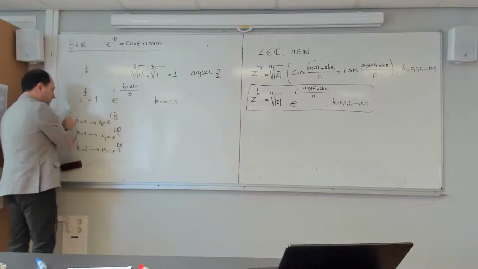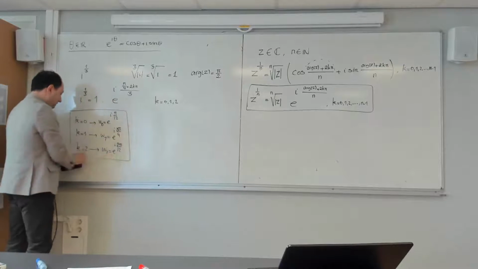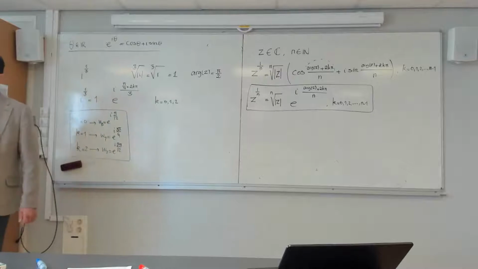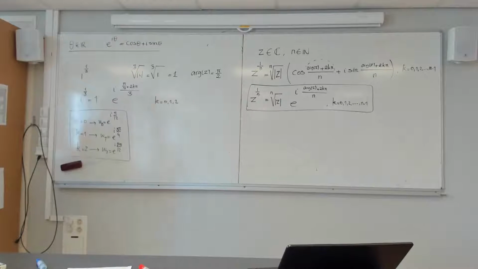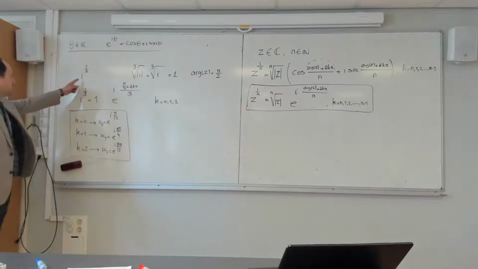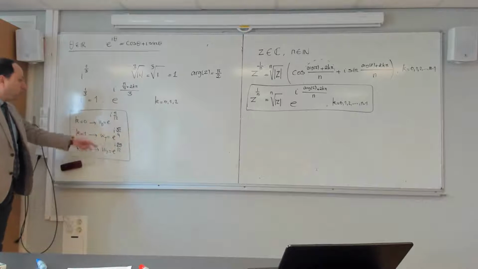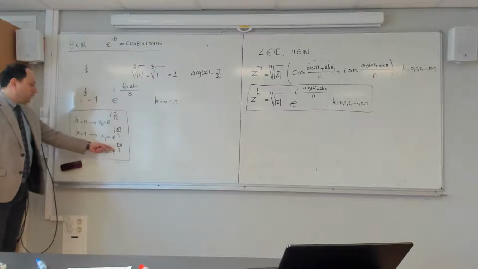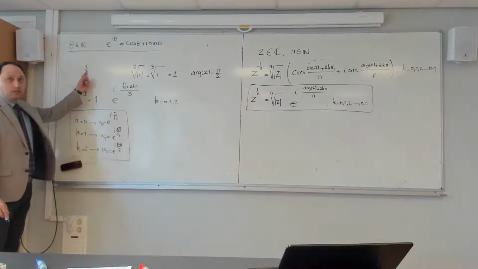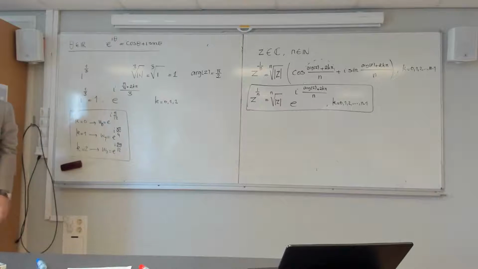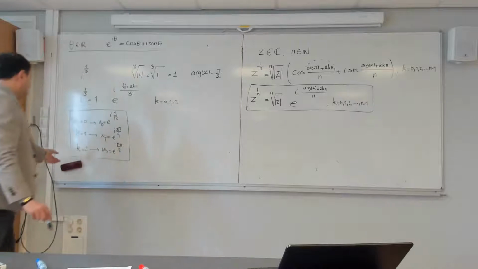You see, it's more compact when you want to write it this way. So these are the third roots of the imaginary unit. These are the only complex numbers such that when I raise them to power 3, it becomes i. Okay.